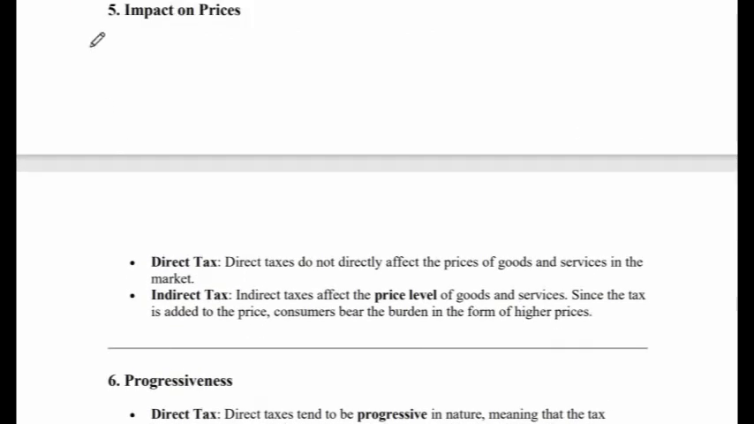We'll look at impact on prices also. Direct taxes do not directly affect the prices of goods, of course, because it is not added in the goods and services of the producer. Whereas indirect tax directly affects the price level of goods and services because the tax is already added in the price. So the consumer is bearing the burden of the higher price.